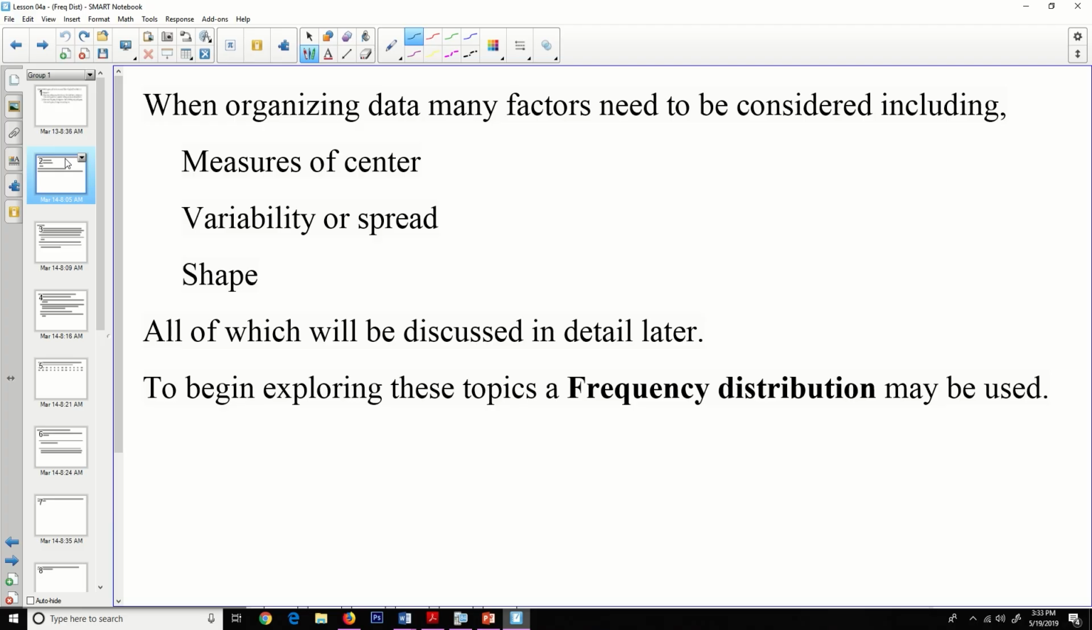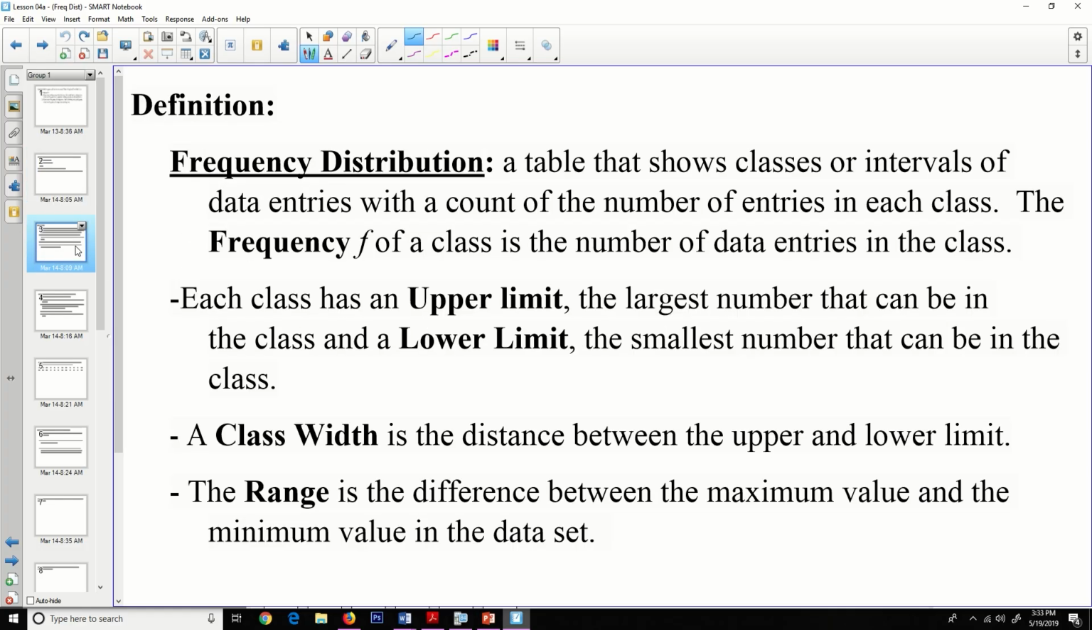All right, so when we are organizing data, there's a lot of factors that you have to think about. So we're going to talk about measures of center, variability or spread, and shape. All of those things are going to be discussed later though, because what we're starting today is just a frequency distribution to get a general idea of the shape of where the data is, how it's clustered, how it's put together. And we're going to do that with a frequency distribution. A frequency distribution is just a table that shows classes or intervals of the data entries with a count of the number of entries in each class.